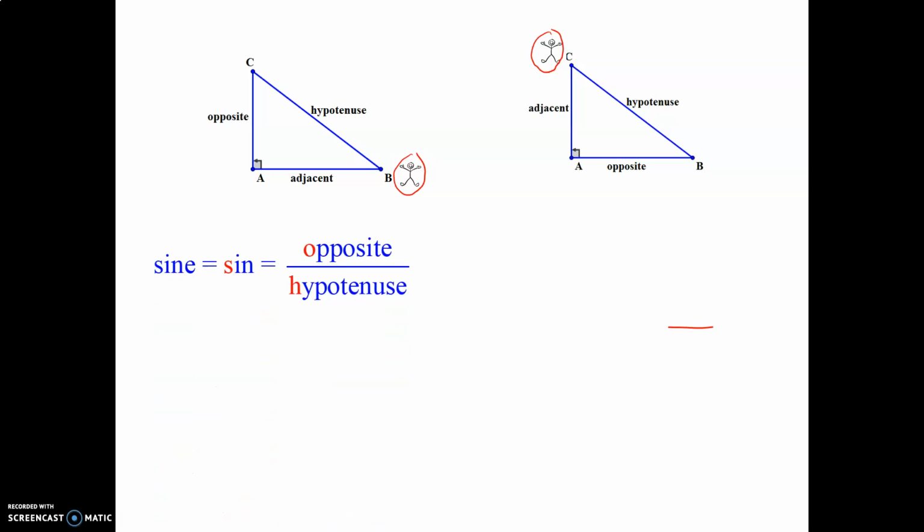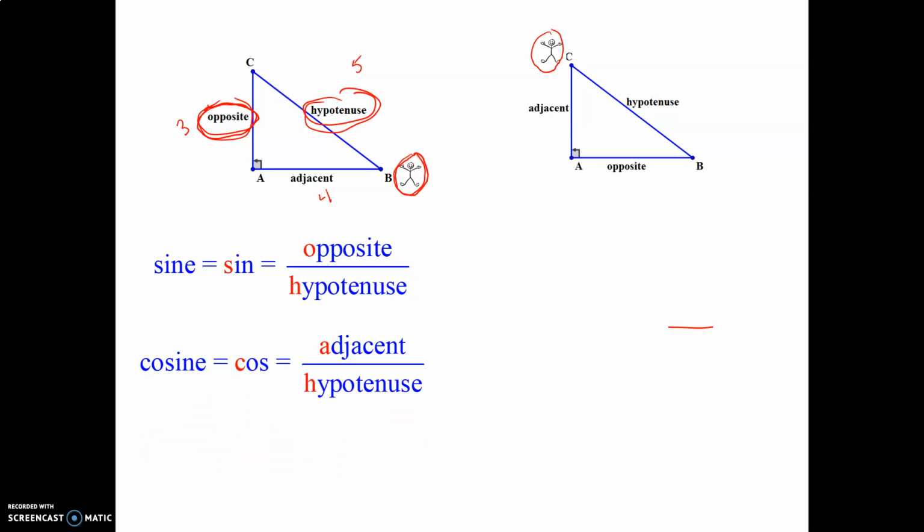Okay, so it says the sine, S-I-N-E, is equal to the abbreviation S-I-N, but we never call it sin, we always still call it sine, which is the opposite side over the hypotenuse. So if the guy is standing here at angle B, the sine of angle B would be opposite over hypotenuse. So whatever the value is of this opposite side, let's say it's 3, let's call this 3, 4, and 5. The sine of angle B would be the opposite over the hypotenuse. It would be 3 over 5.